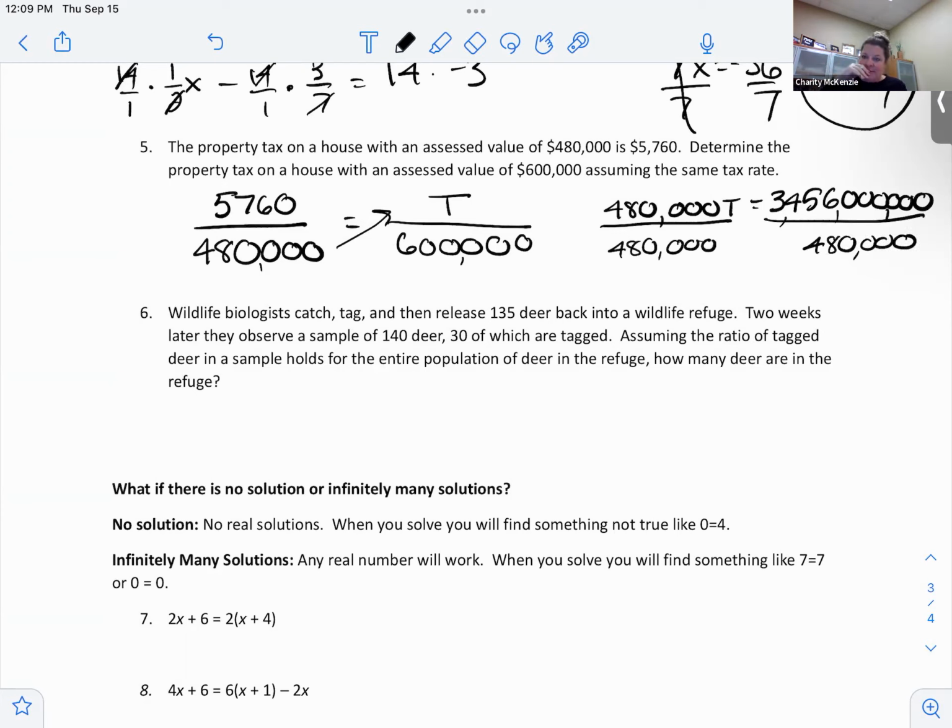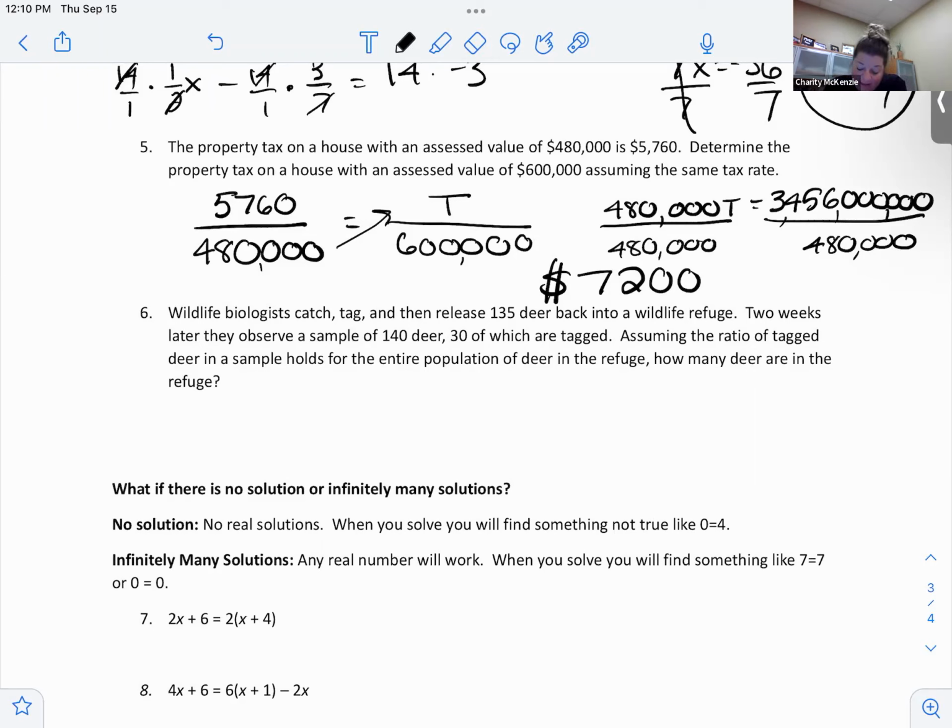So I have that number still in my calculator. So I'm just going to hit divide and put in 480,000, and I got $7,200. All right, so the numbers are a little ugly just because they're big, but we can totally use this idea of a proportion. Let's look at another one, but a little different situation.